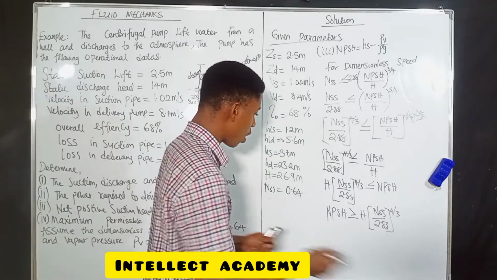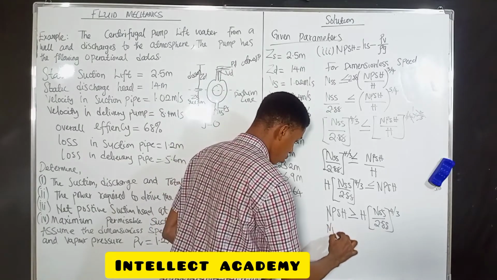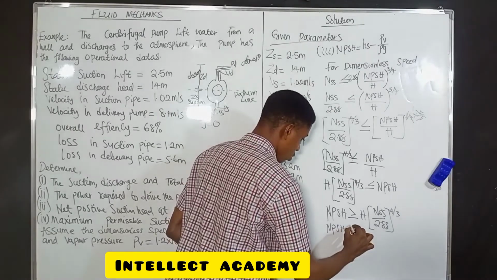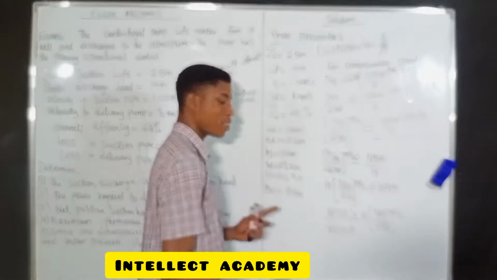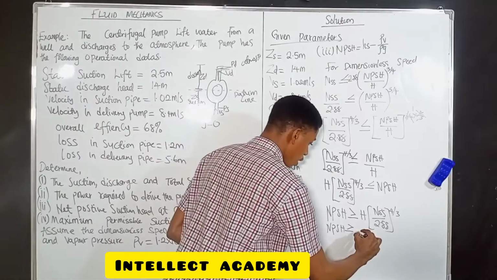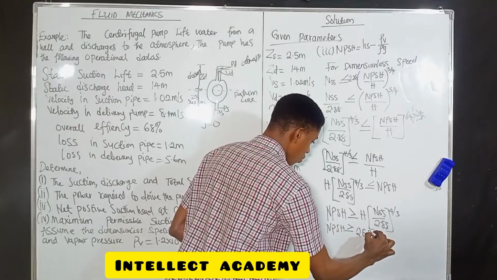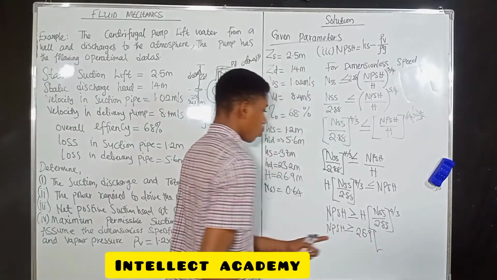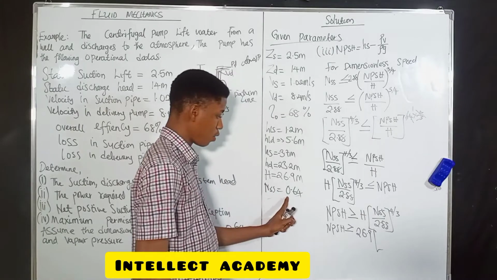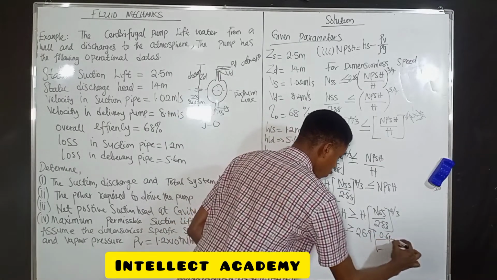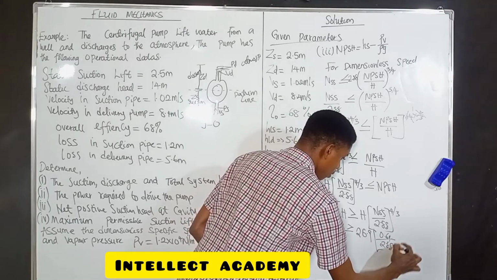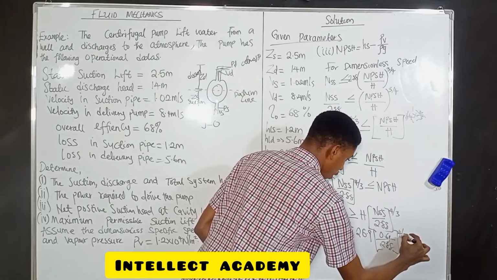So when we do that, we're going to have our NPSH is going to be greater than, we have our total head. Our total head was given by 26.9 meters. So we have 26.9 bracket. We are given our NSS, which we have 0.64. So we have 0.64 over 2.88 bracket 4 over 3.